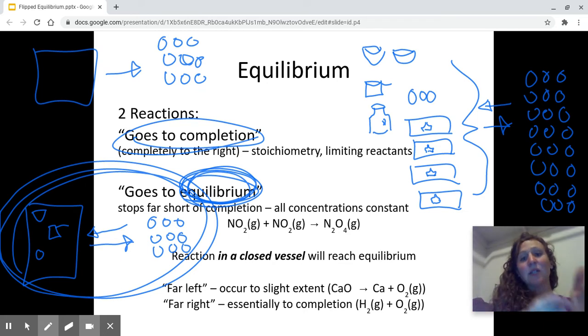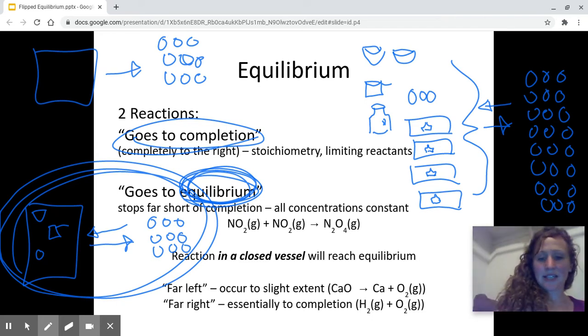It's not at completion. It's at equilibrium. We still have reactants left. We still have products left. The rates are going in both directions equally. So we have no net movement. We don't have a net gain of products. We don't have a net gain of reactants, but the reactions are still occurring. And so we call it dynamic.